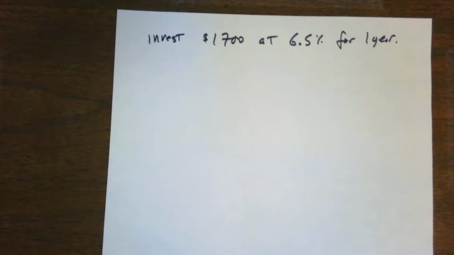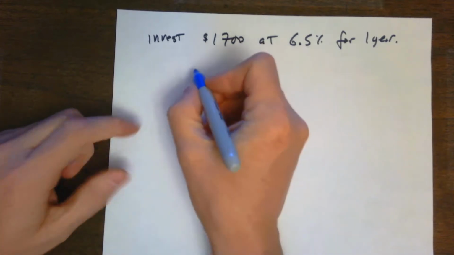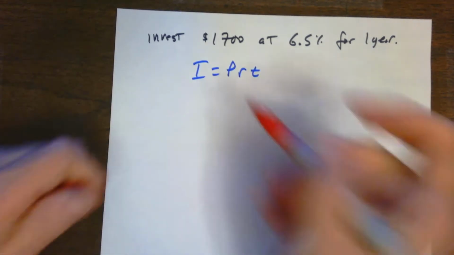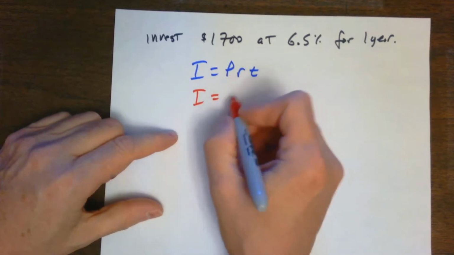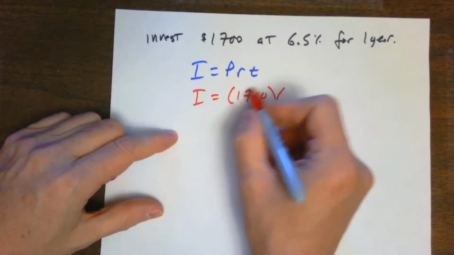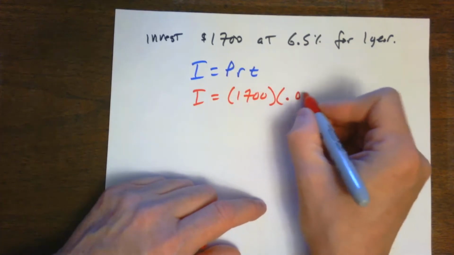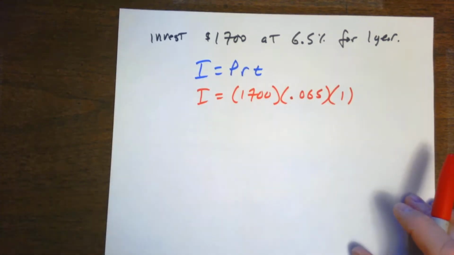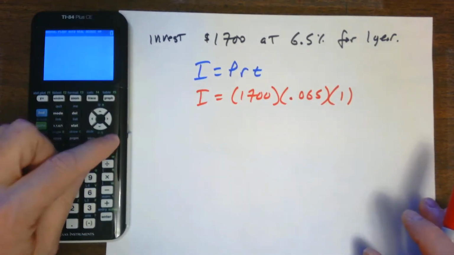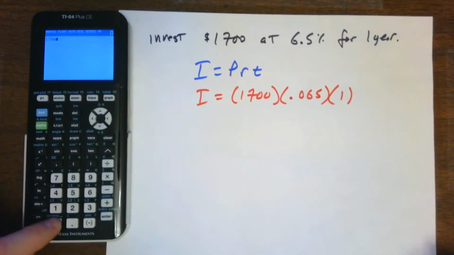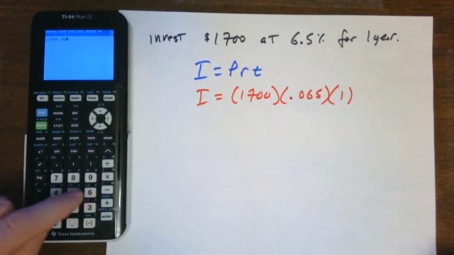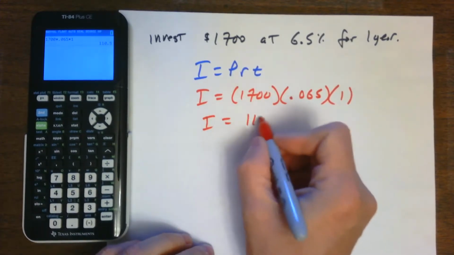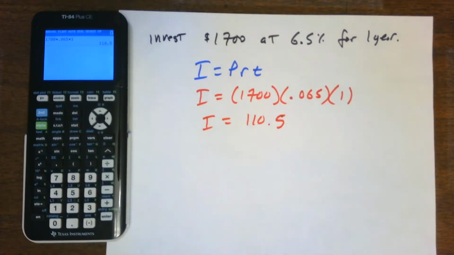Well, this is a simple interest problem. So the formula, interest equals principal times rate times time. The interest that I'm going to earn on this will be the principal, that's the $1,700, times the rate, I have to put it as a decimal, 0.065 for 1 year. This will show me how much interest I'm going to get on my money. Here comes the calculator. We're going to be using these a lot today. 1,700 times 0.065 times 1 year. Okay, so that equals 110.5.